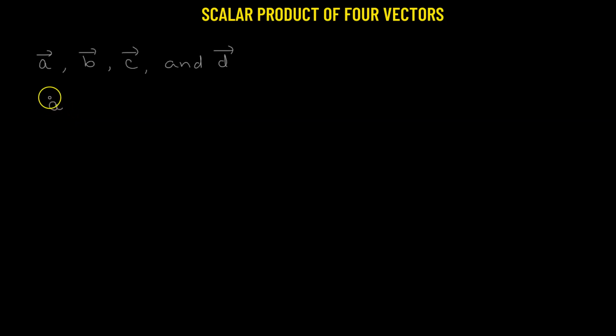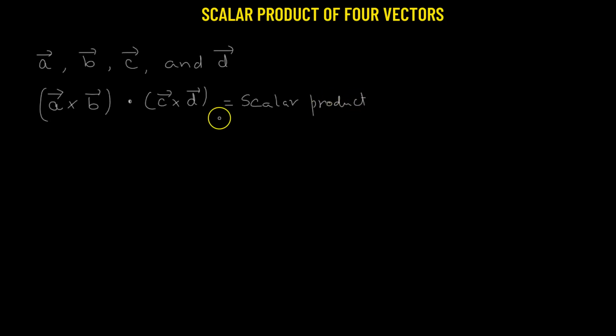So let's say we take the cross product between vector A and vector B. This is going to give us a vector. Then we take the cross product of C and D, and this is going to give us another vector. When we take the dot product between these two vectors, it's going to give us a scalar value. And this is the reason why we are calling it a scalar product. So this is the scalar product of four vectors A, B, C, and D.